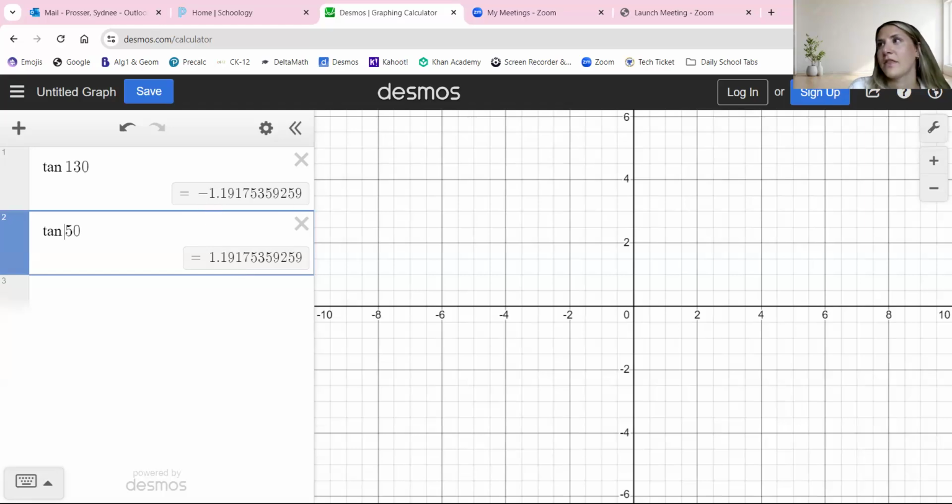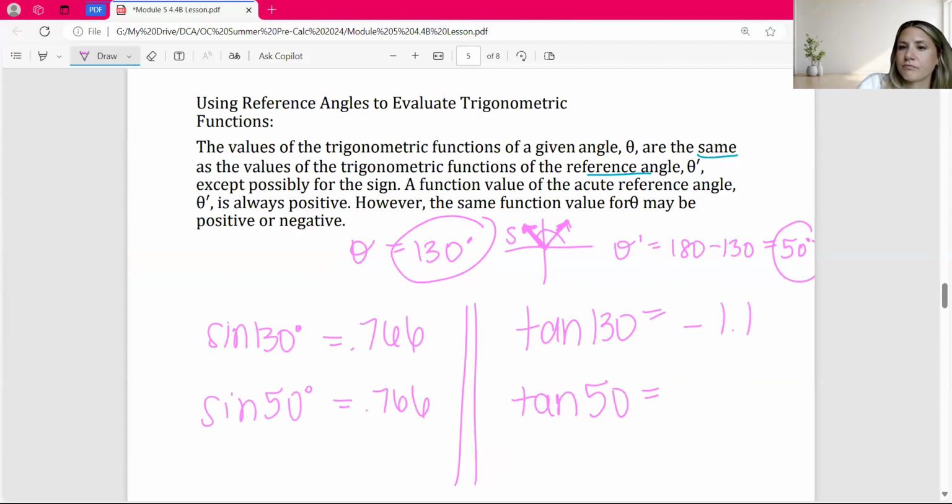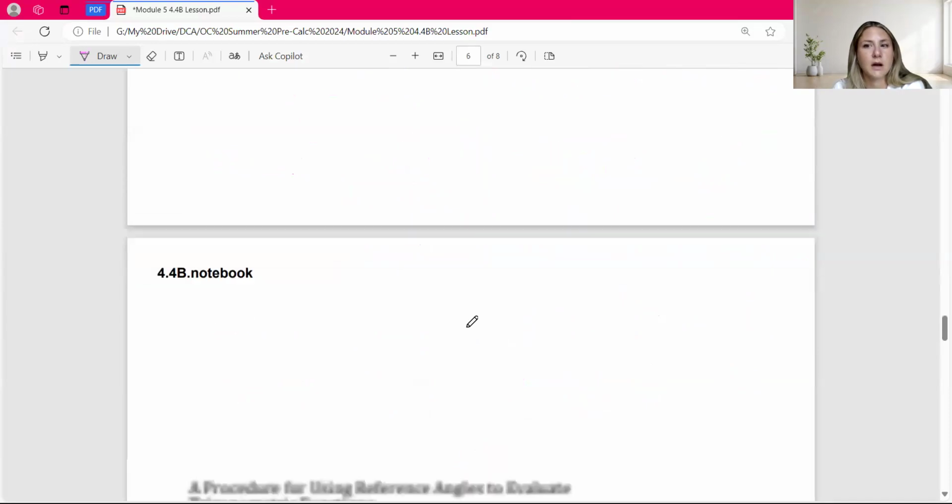Okay. And this, we're not going to use a calculator when we do these. This is just to show you what this was meaning, is how we use reference angles to solve the trig function of any angle. Okay, so let's do some practice problems here.